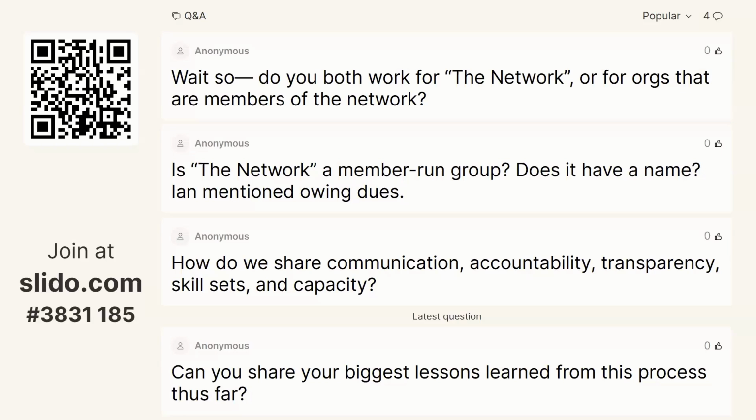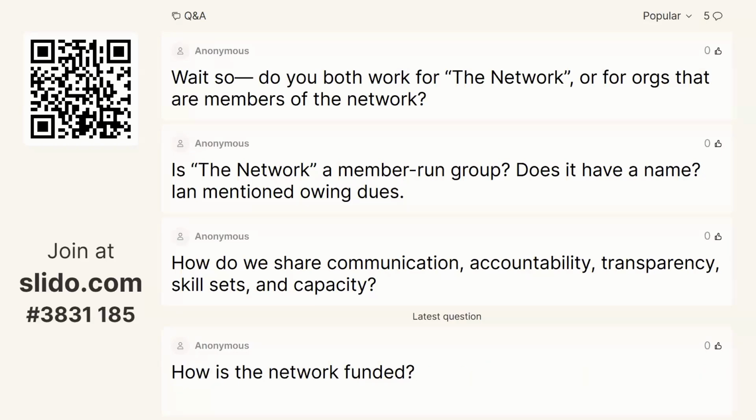How do we share communication, accountability, transparency, skill sets, and capacity? I think if we all had infinite funding in this room, we still can do it. But that doesn't mean that it's not effective, right?